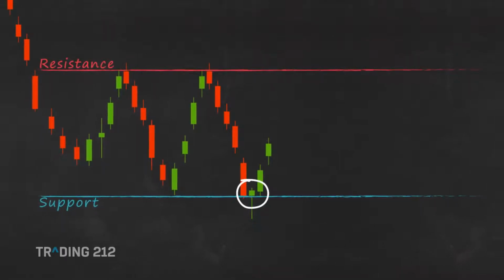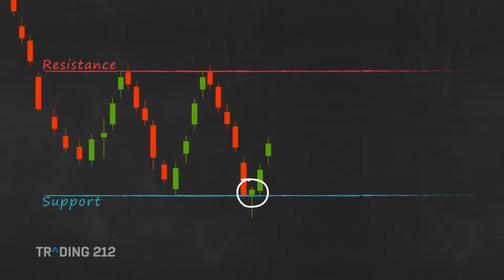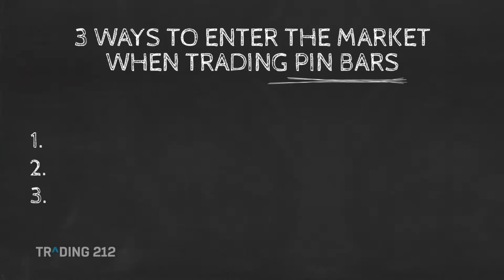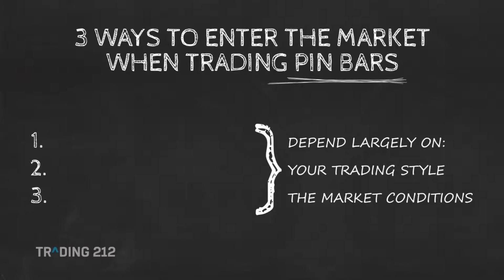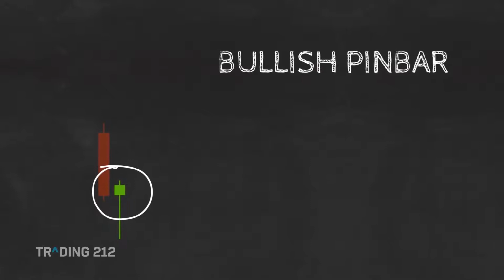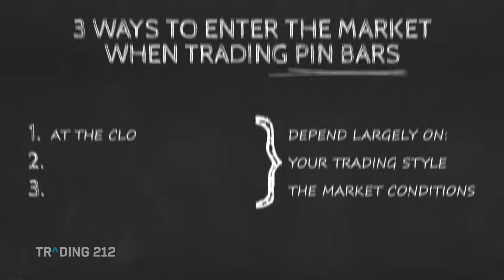Once you have a valid pin bar setup, you are ready to prepare your entry. We will discuss 3 ways to enter the market when trading pin bars. All 3 have merit and will depend largely on your trading style and market conditions. To illustrate the entries, we will consider a bullish pin bar. Here you see a pin bar with all the characteristics we just mentioned. The first entry is at the close of this bar.